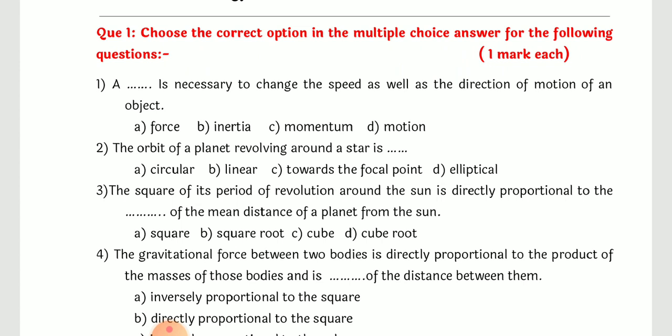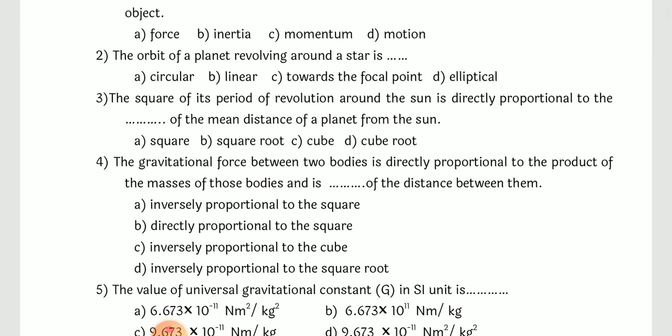Fourth one, the gravitational force between two bodies is directly proportional to the product of the masses of those bodies and is dash of the distance between them. So question number 4, option is A, inversely proportional to the square of the distance between them. So F is directly proportional to the product of the masses of two bodies, m1 m2, upon and inversely proportional to the distance between them, so upon r square or d square, isn't it? F is directly proportional to m1 m2 upon r square.